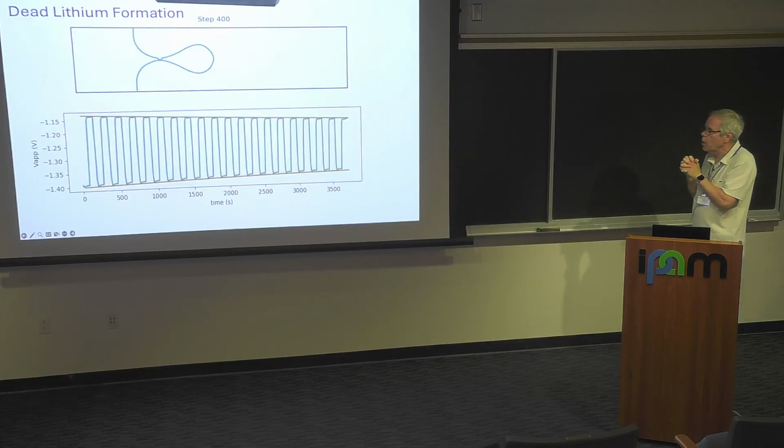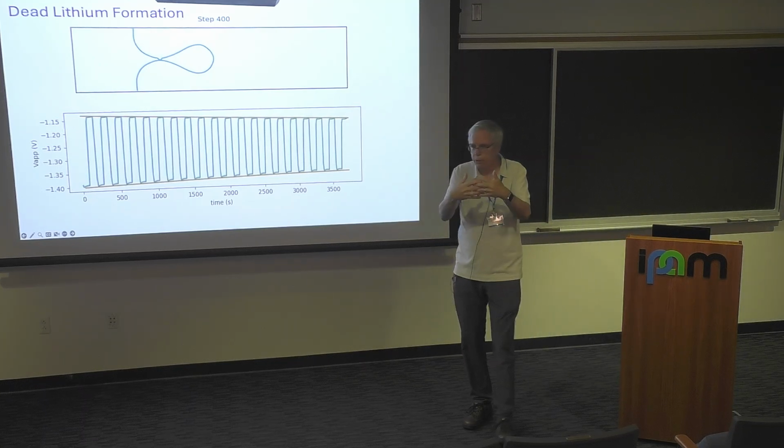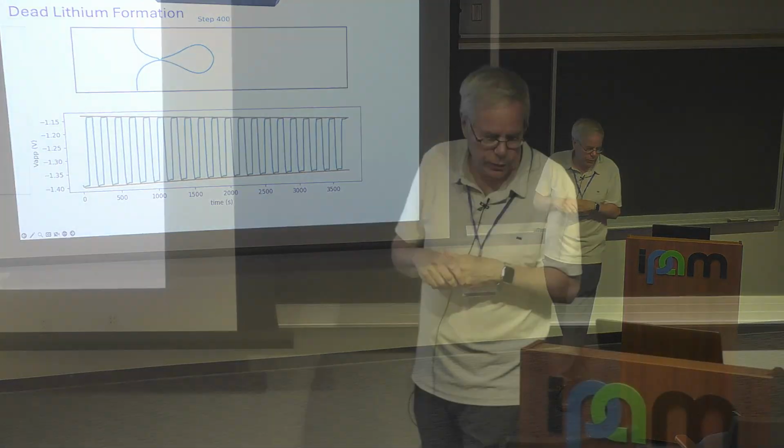So the question here is, what gives rise to this asymmetry? You expect charging and discharging to be completely symmetric, right? You charge for a certain amount, you discharge. It goes back and forth. That's obviously not what's happening. And what's the source of the asymmetry?